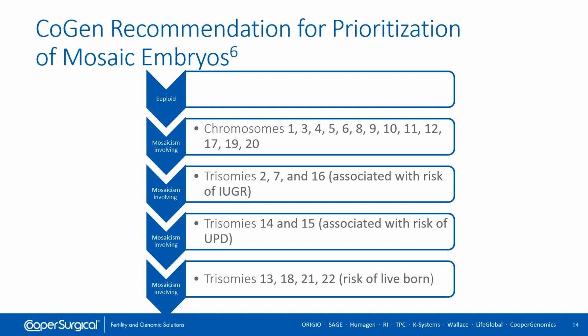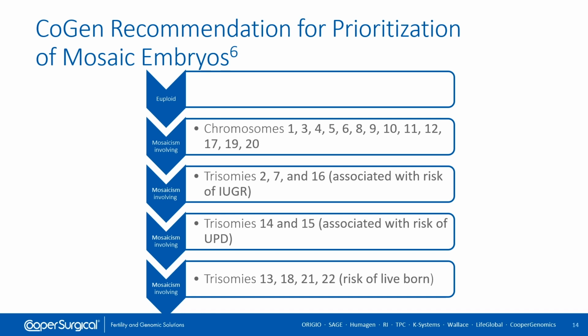In addition, PGDIS guidelines list the sex chromosomes X and Y as being the highest priority for transfer. So they're in that first category. COGEN recommendations don't talk about sex chromosome aneuploidy or mosaicism really at all.